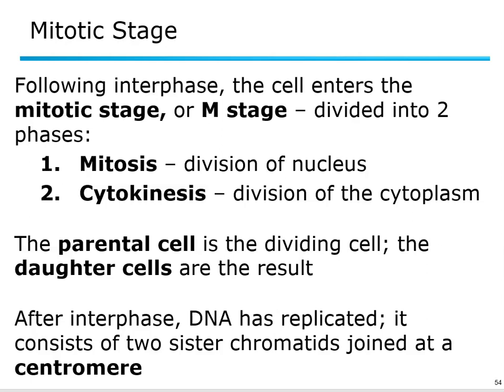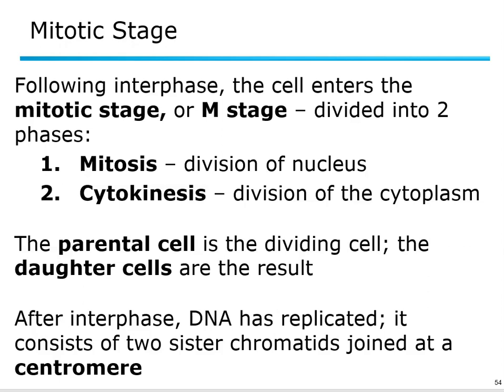In the cell cycle, the rest of the time after interphase, we're going to be dividing the cell, and it has 2 parts. The division of the nucleus is called mitosis, and the division of the cytoplasm is called cytokinesis. You have to be aware that from a parental cell, from a mother cell, which is divided in mitosis, you're going to get 2 identical daughter cells at the end with the same amount of chromosomes.